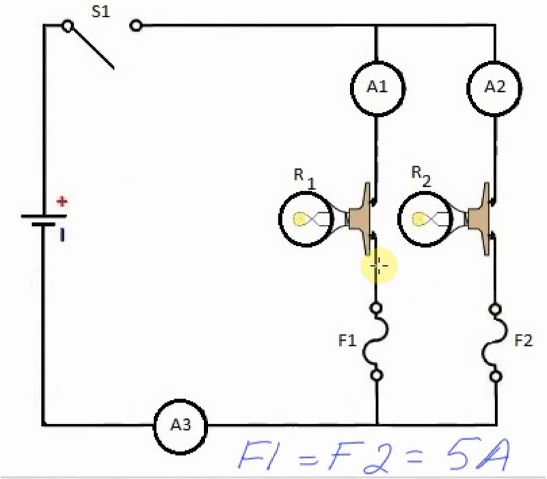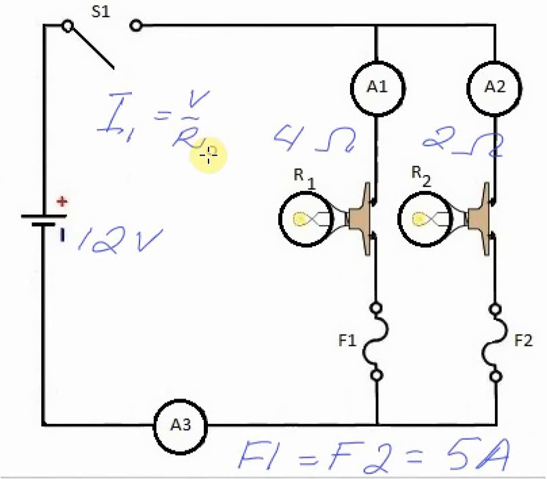So what will happen in this example if this is a 12-volt battery, and let's say that this resistor here has a resistance of 4 ohms, and this has a resistance of 2 ohms. So for branch R1, if we were to determine the current flow through A1, I can label that as I1. I1 is equal to V over R, specifically R1.